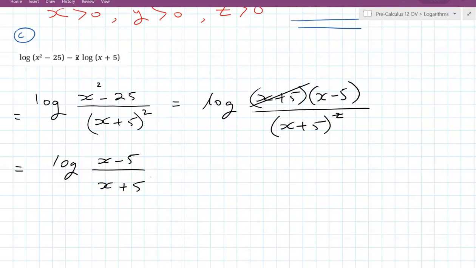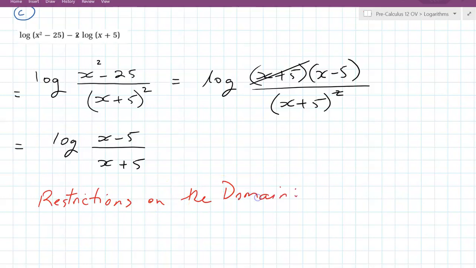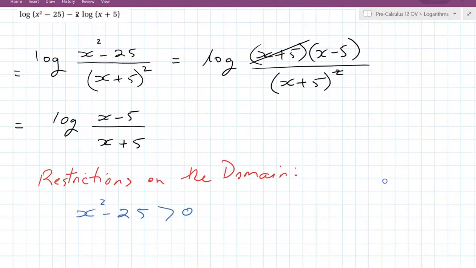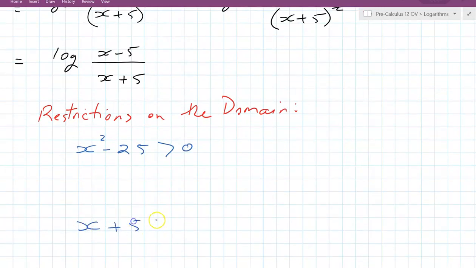Okay, now we're done. Now you're going to go ahead and write all the restrictions. So remember, these are restrictions on the domain values. Sorry, the x values. Restriction on the domain, that means x values. So here's the first thing. We know that x squared minus 25 must be greater than 0 or it will not make sense. All right, and we also must have x plus 5 greater than 0.